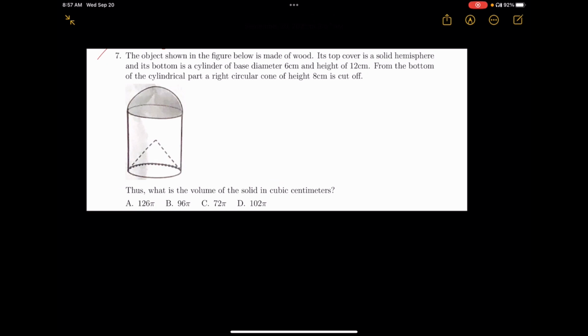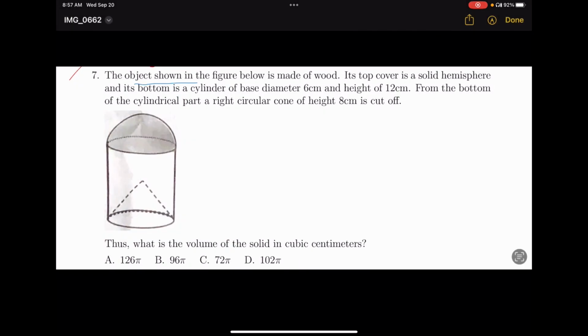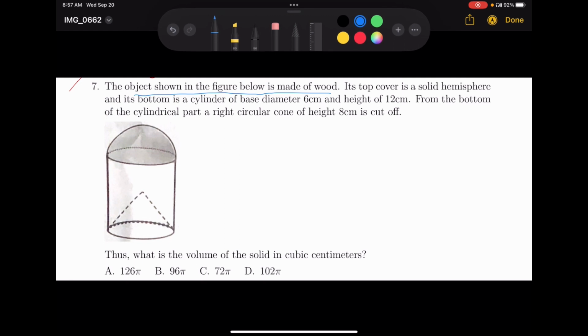Okay, seventh, the object shown in the figure below is made of wood. Its top cover is a solid hemisphere and its bottom is a cylinder. It is a cylinder of base diameter 6 centimeters and height of 12 centimeters. So the top cover is a solid hemisphere. A hemisphere means half of a sphere, cut in half. And its bottom is a cylinder of base diameter 6 centimeters.